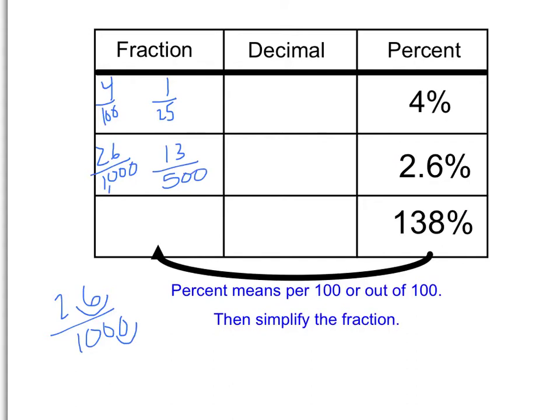And the last one, 138%, is 138 over 100. This is a top-heavy fraction. We know that 138 can fill the whole 100 at least once. And then now I have 38 100ths left. I can simplify that by dividing by 2. I get 19 50ths.